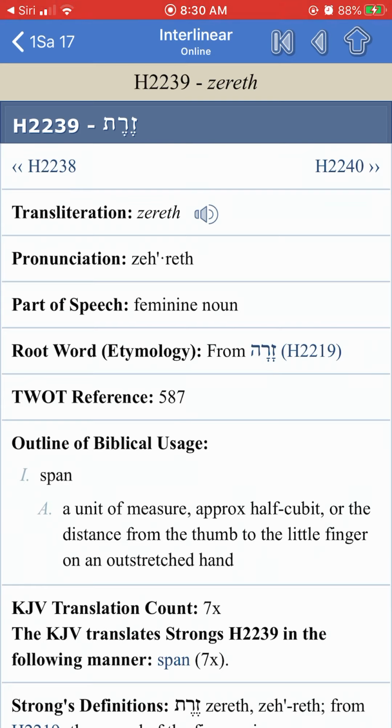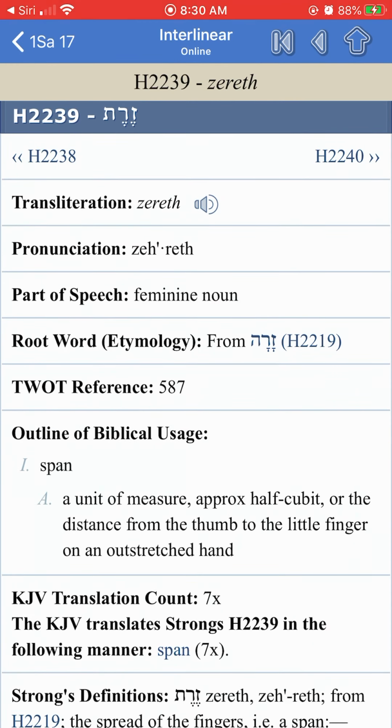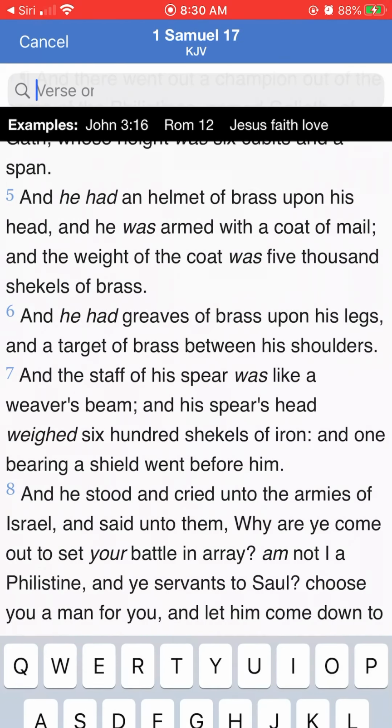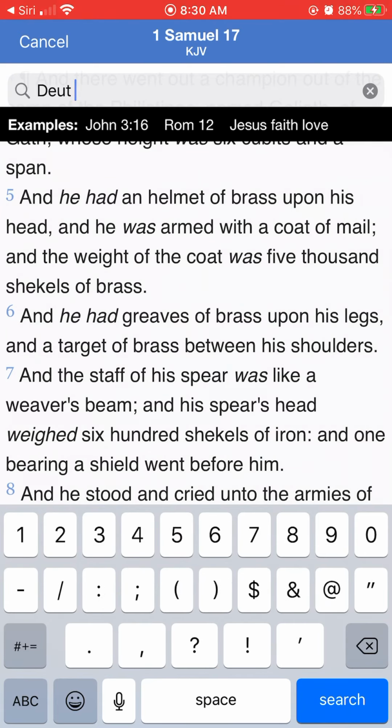So if we know a cubit is 18 inches, half a cubit would have to be 9 inches. So Goliath, the giant Philistine, was 9 feet and 9 inches, which is not that big considering we were bigger back in the ancient world. So he would have probably been around Shaquille O'Neal's height, considered in that time.